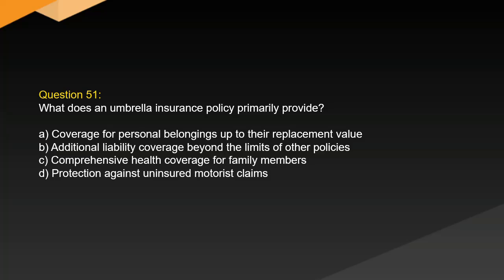Question 51. What does an umbrella insurance policy primarily provide? A. Coverage for personal belongings up to their replacement value. B. Additional liability coverage beyond the limits of other policies. C. Comprehensive health coverage for family members. D. Protection against uninsured motorist claims.